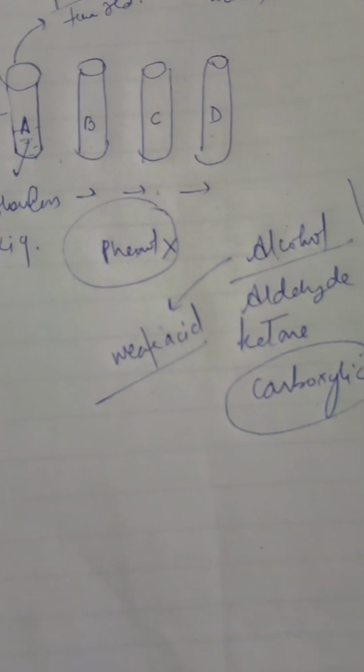Next is BCD. What is this BCD? Okay, B is over here. Again, this is a colorless liquid.